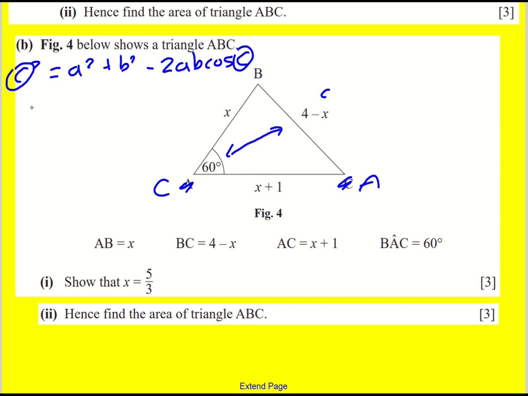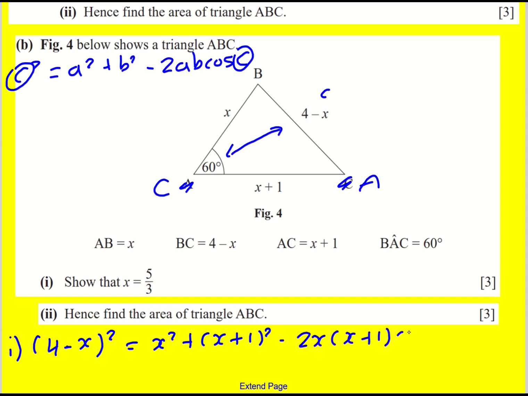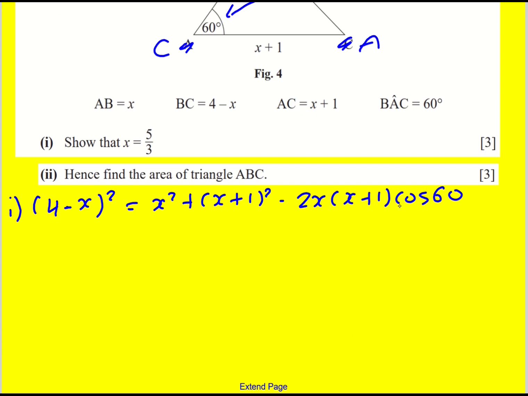So I'm writing it down here. We can say that 4 minus x all squared is going to equal x squared plus x plus 1 squared minus 2 times x plus 1 cos 60. Actually turns out that cos 60 is equal to a half, which makes this a lot nicer because these two cancel out, and now I've got a quadratic equation. Well, let's see what happens.